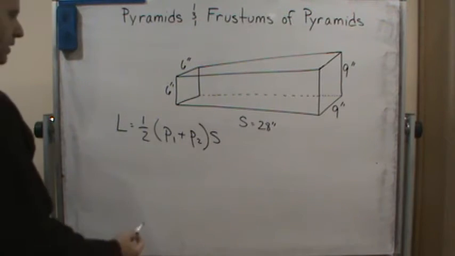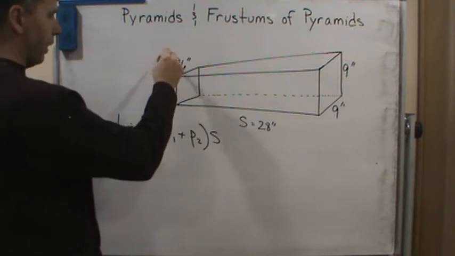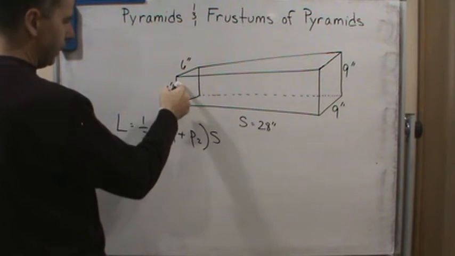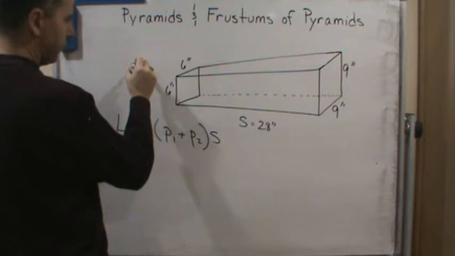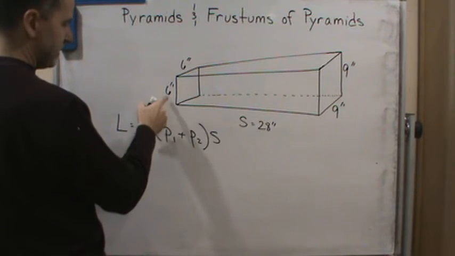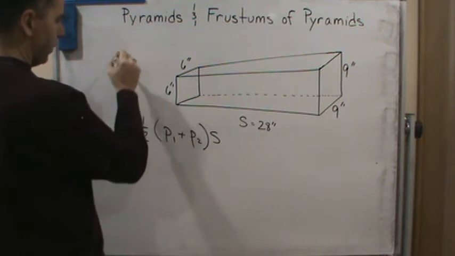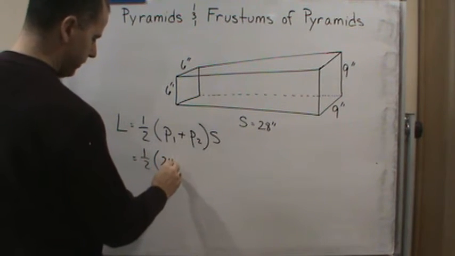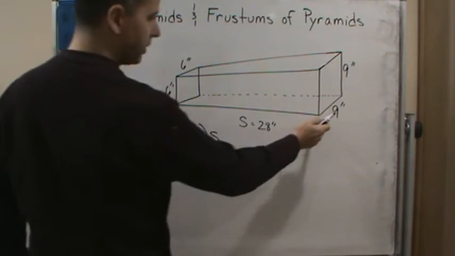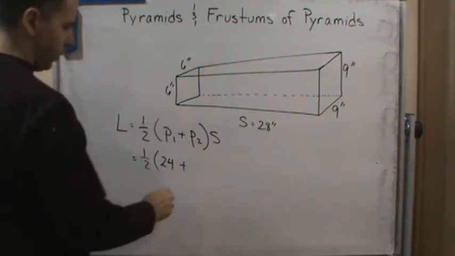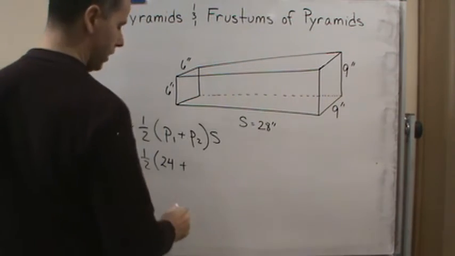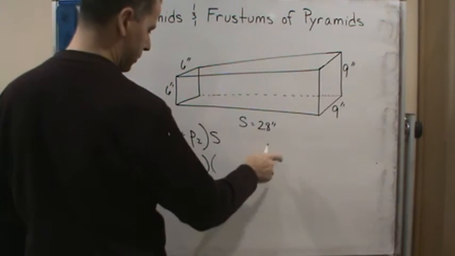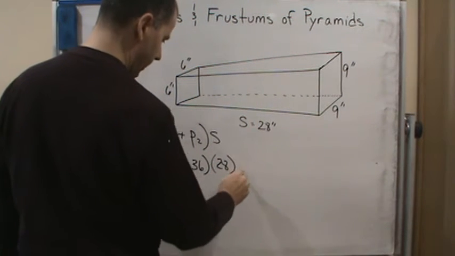So now, what's the perimeter of the top? Well, in this case, P1. So the perimeter of P1 over here, let's call this P1, is going to be 4 times 6, right? It's a square, so it's going to be 4 times 6. So P1 is going to be 24 inches. P2 is going to be 4 times 9, right? So the perimeter of the bottom here, if you will, is going to be 36 inches. And then what do we have? We have the slant height, which is 28 inches. And so what do we get?